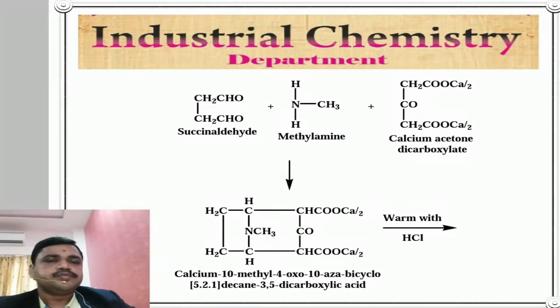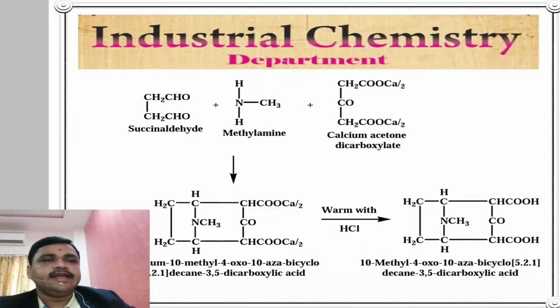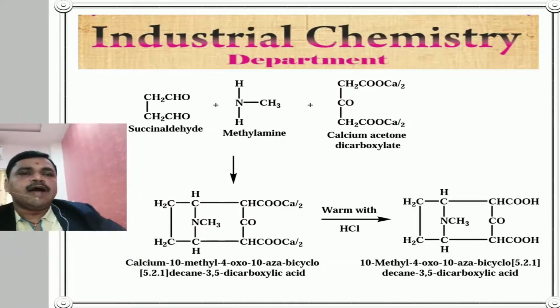This calcium 10 methyl 4 oxo 10 aza bicyclo 5 2 1 decane 3 5 dicarboxylate is treated with warm hydrochloric acid. Here hydrochloric acid converts the calcium dicarboxylate into carboxylic acid. So with the treatment with warm hydrochloric acid, we get 10 methyl 4 oxo 10 aza bicyclo 5 2 1 decane 3 5 dicarboxylic acid.